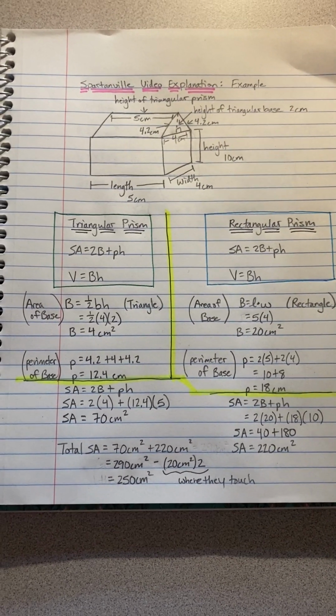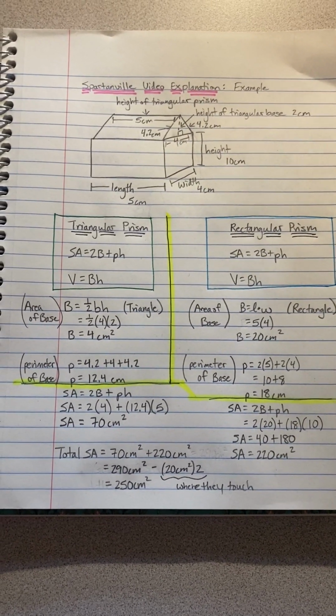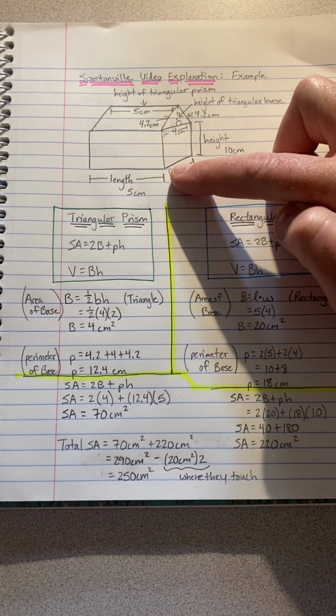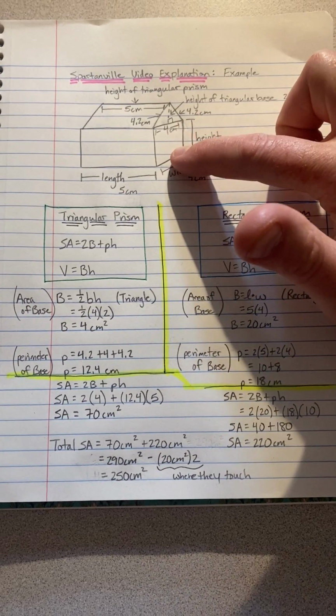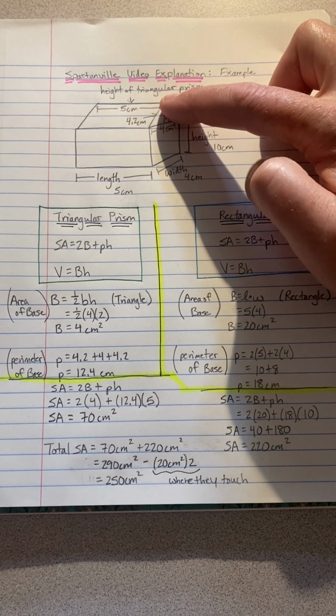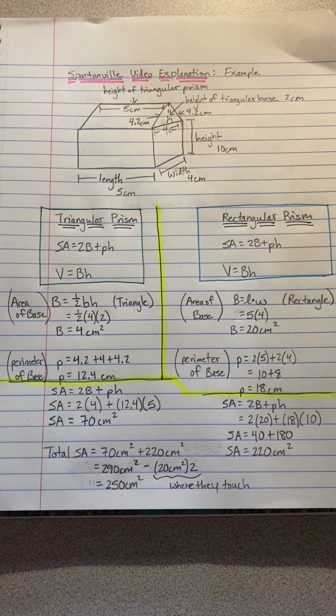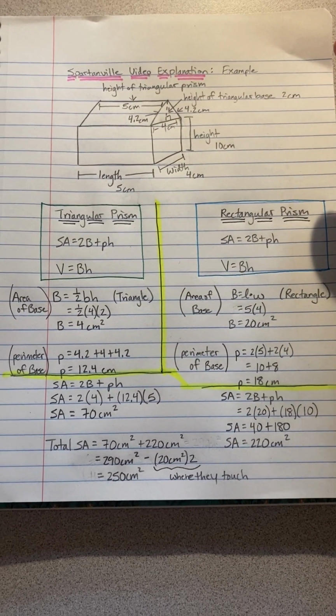This is an example of a Spartanville video explanation. So what I have used is an example of the house building for the town. And so I have a rectangular prism and the roof is a triangular prism. And I'm going to tell you about the measurements, the surface area, and the volume of all of the above.